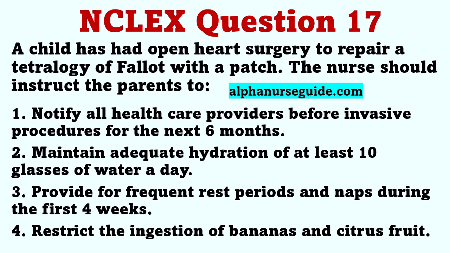Having the child drink a very large amount of water may lead to fluid overload. Children gear their rest schedule to their activities, making it unnecessary to schedule frequent rest periods. Bananas and citrus fruit are high in potassium, but there is no evidence provided that the child has an elevated serum potassium requiring restriction.